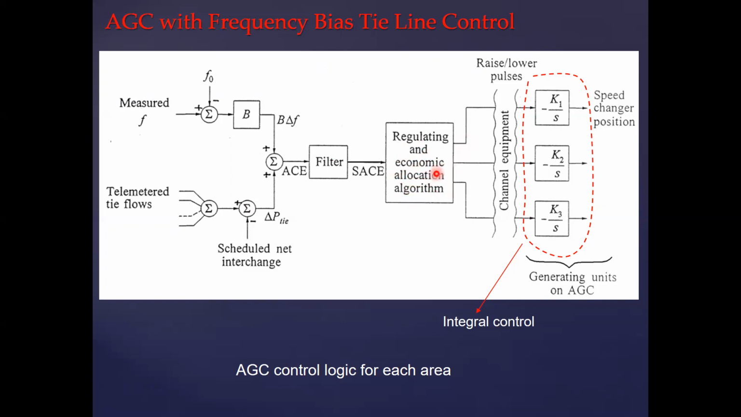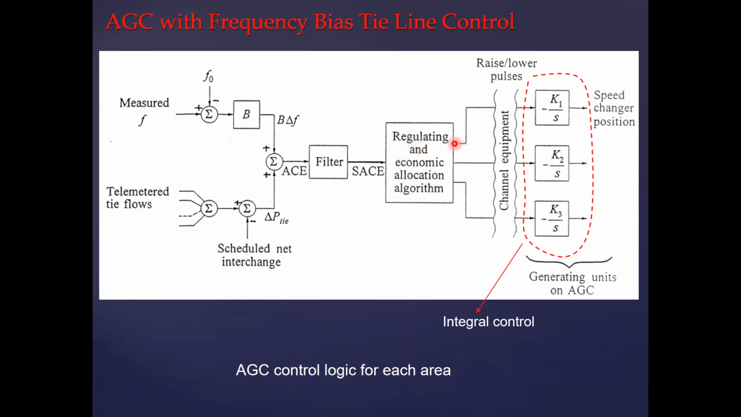And then the area error is calculated for each area. Then for AGC, you don't apply it for all the areas. You only apply it for some areas, only on selected ones. That's why we have this economic allocation.